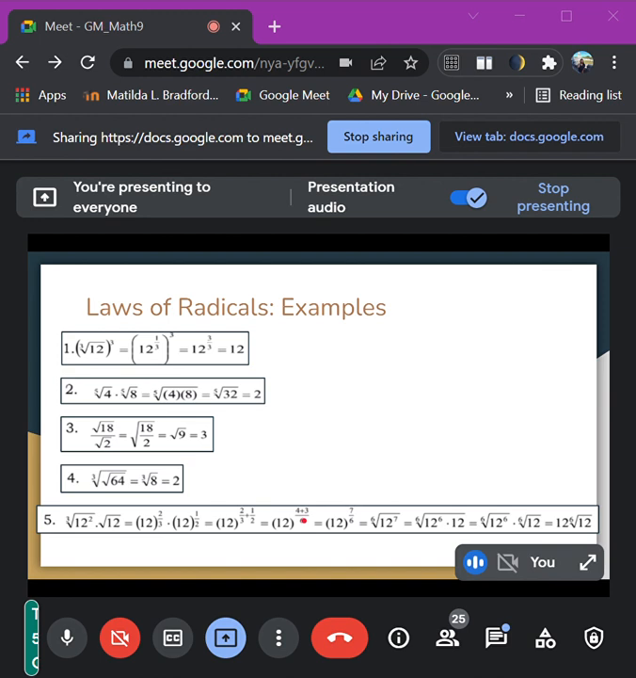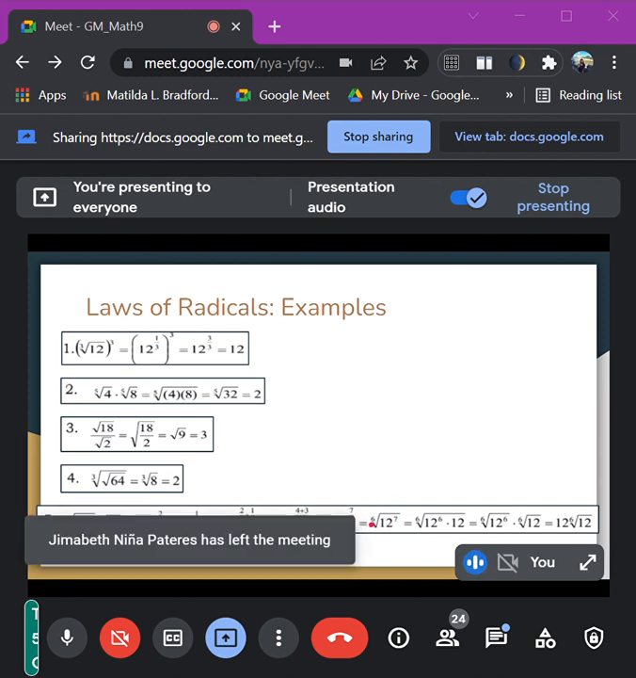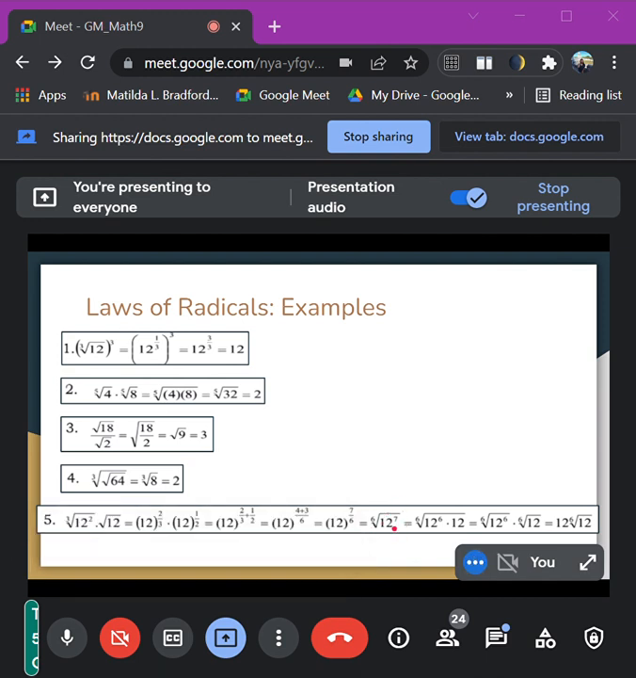So, LCD is 6. 6 divided by 3 is 2, times 2, that is 4. 6 divided by 2 is 3, times 1, that is 3. So you simplify: 4 plus 3, that is 12 raised to the power of 7 over 6. Or if we simplify it as a radical, that is the 6th root of 12 raised to 7. Okay?